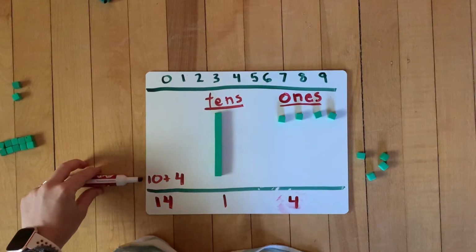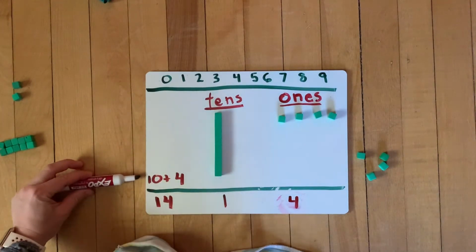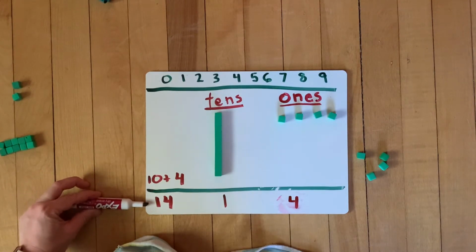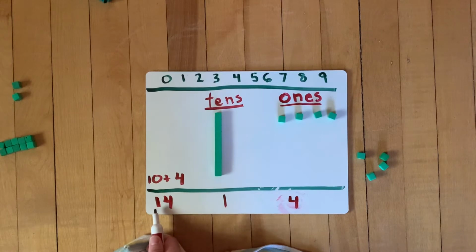When you spread it out like this to show it as an addition equation, that's called expanded form. When you use place value and know that this digit represents the 10s and this digit represents the 1s, it's called number form.